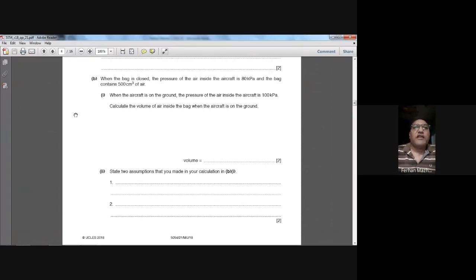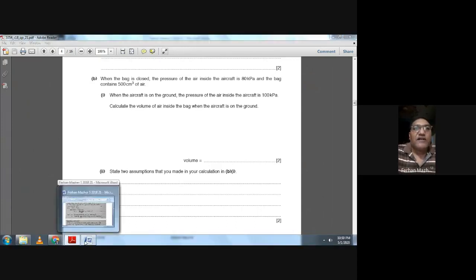The first assumption we made is that the temperature of the gas in the first situation and in the second situation remained constant. That's the first assumption we make when we apply this formula. The second assumption is that the mass of the gas inside the bag is fixed. It means the mass and the number of molecules of the gas in the first situation and in the second situation are the same. So the mass of the gas is fixed. These are the 2 assumptions we have made. It means that none of the gas has escaped during our experiment.